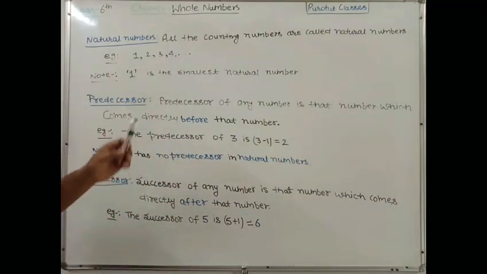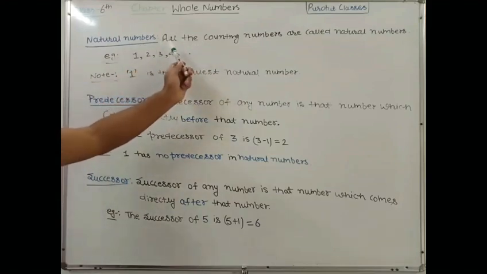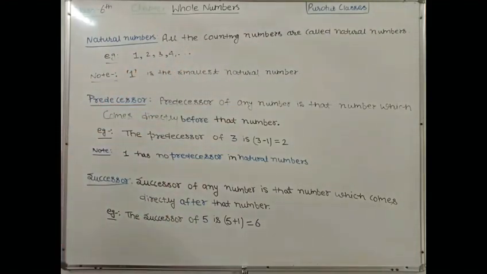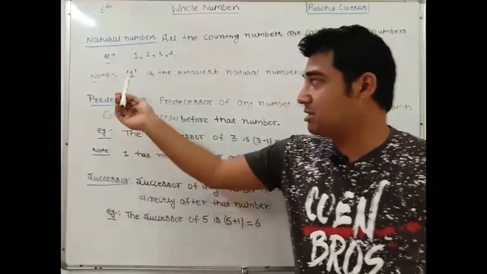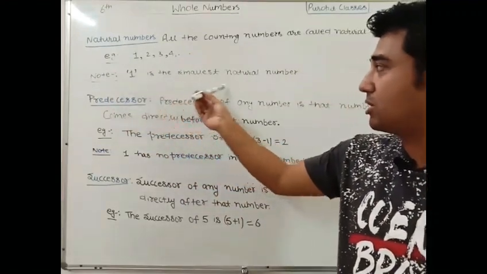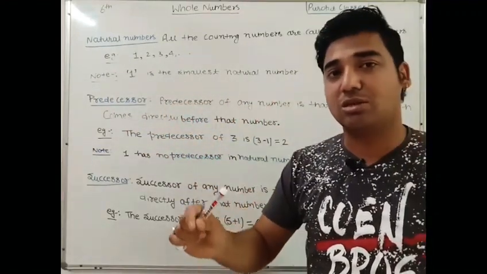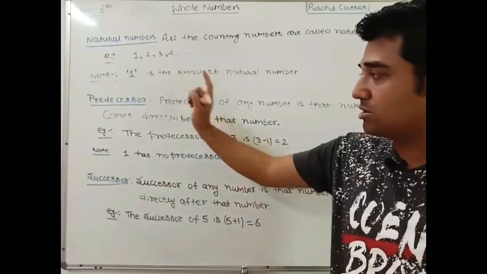Now let me start. The definition: all the counting numbers are called natural numbers. Example: 1, 2, 3, 4, 5, these all are called natural numbers. Second, I have written in the note, 1 is the smallest natural number. It means there is no natural number smaller than 1, so this is the smallest natural number.